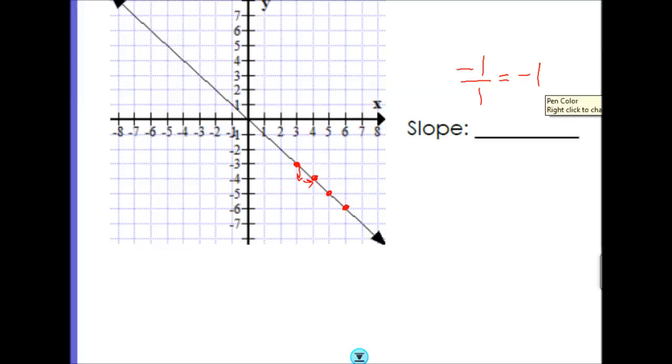Now, what would happen if you were to choose a point here and another point here? We will still follow the same pattern. Down 4 over 4 would be negative 4 over 4, which is still equal to negative 1. So regardless of which set of points you choose, you should end up with the same slope, because all these points are on the same line.